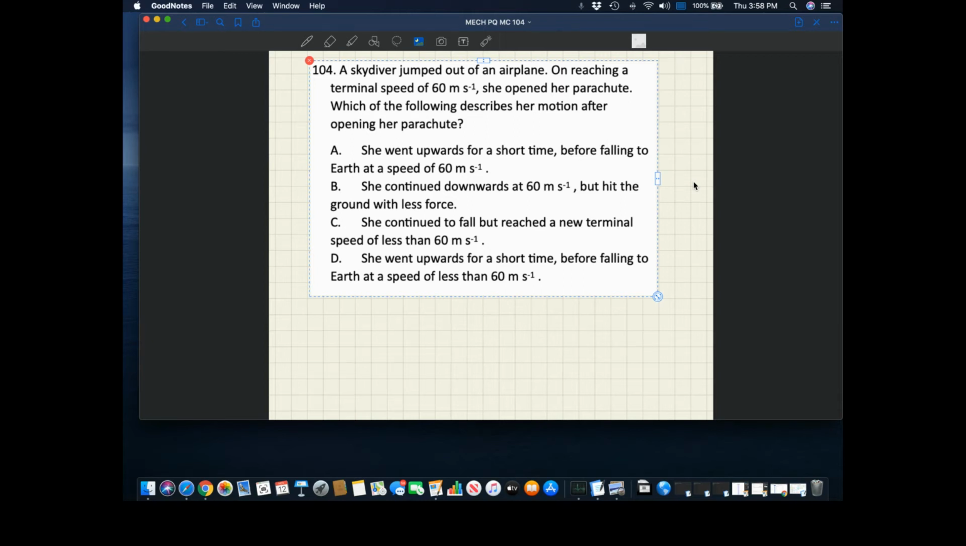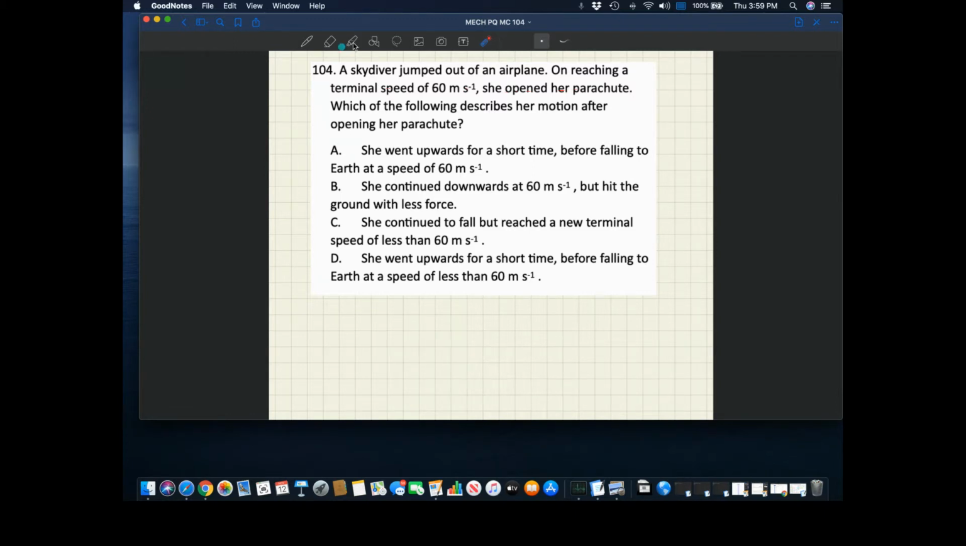Hello, in this question, we are asked to imagine a skydiver jumping out of an airplane. She reaches terminal speed of 60 meters per second. She opens her parachute. Which of the following describes her motion after opening her parachute? And so we look at the choices.